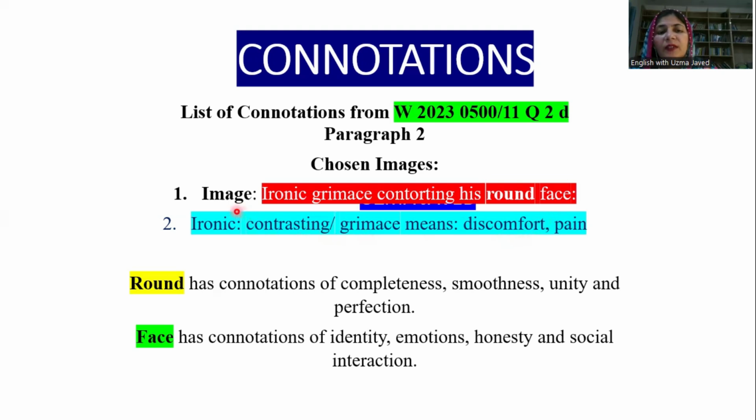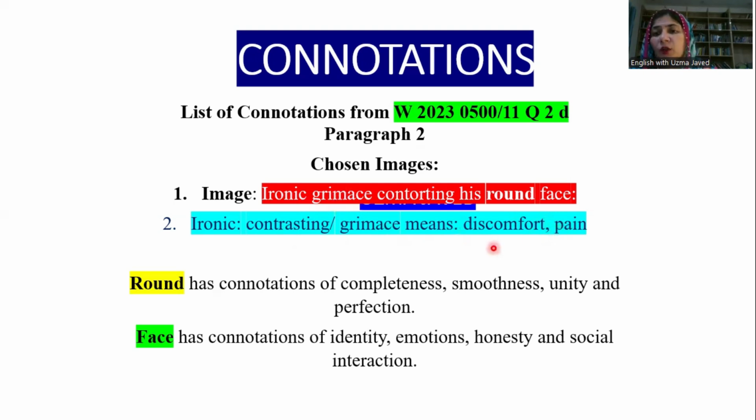As far as the word ironic is concerned, it means contrasting emotions and feelings. For example, I appear to be very polite and kind, but actually, when you meet me, I pass some sarcastic remarks. That will be an ironic situation, ironic behavior on my part. So irony is the contrast between what appears and what is the reality. And the next word is grimace. Grimace means discomfort or pain.